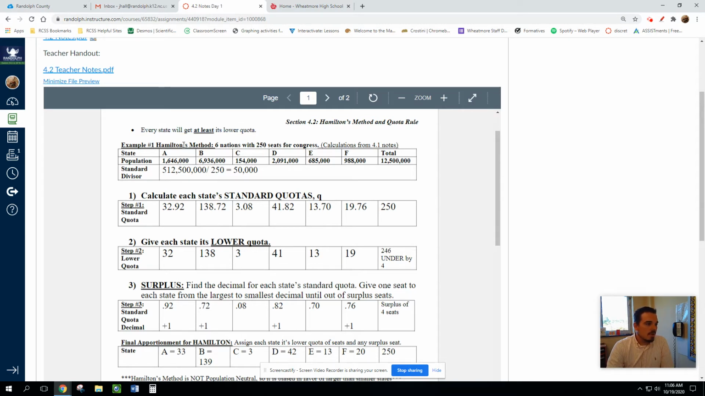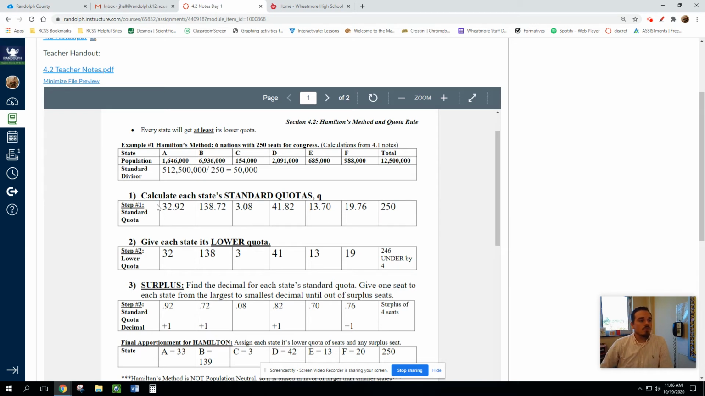So, for example 1 in our Hamilton method up here, it's blank on yours. It says the six nations with 250 seats for Congress, calculations back from 4.1. As you can see here is our standard divisor. Remember, we found that out. So what we want to do is calculate their standard quotas. To calculate the standard quota, you take their population and you divide it by the standard divisor. So those are all the decimals that we get out.